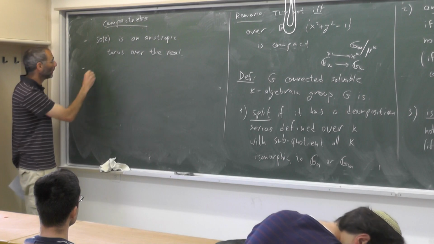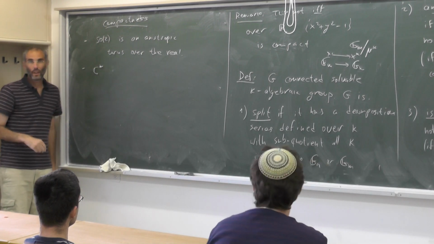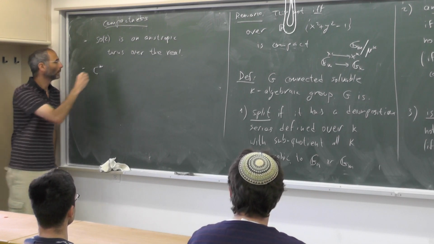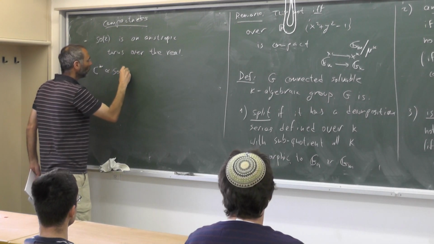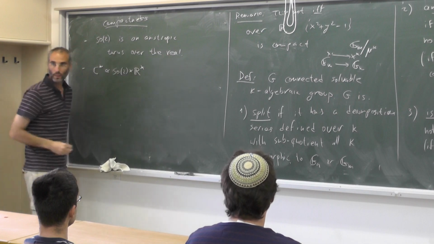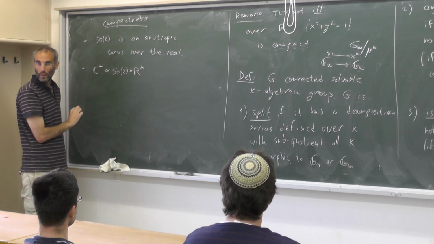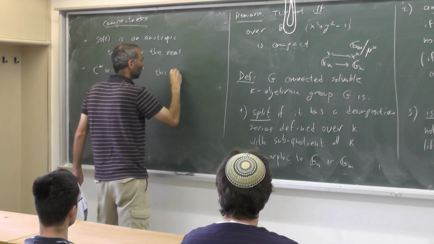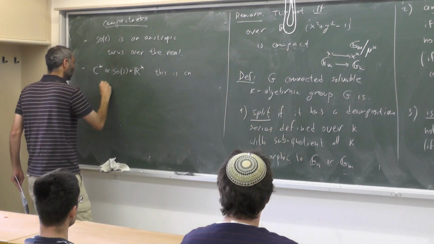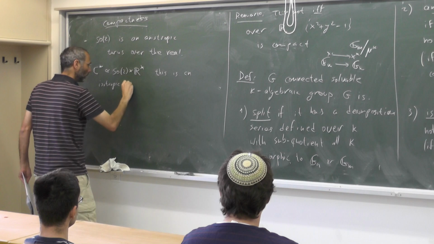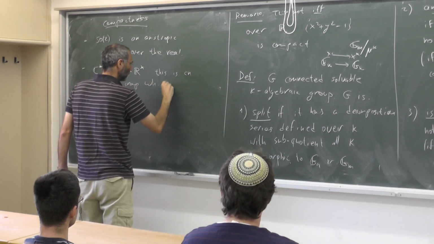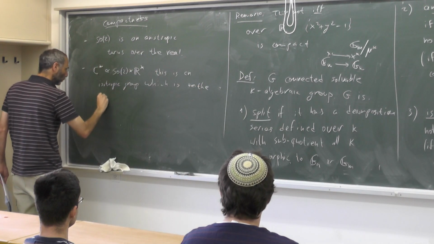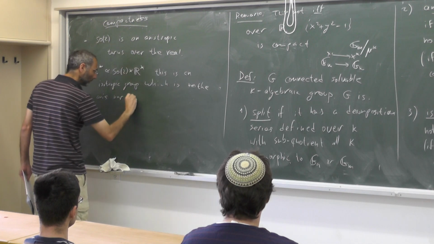Here is a related example. Take C star. So as a real group, this is the same as this one. So this is a product of two tori. One of them is split, and one of them is anisotropic. So this is an isotropic group, which is neither anisotropic nor split. Of course.